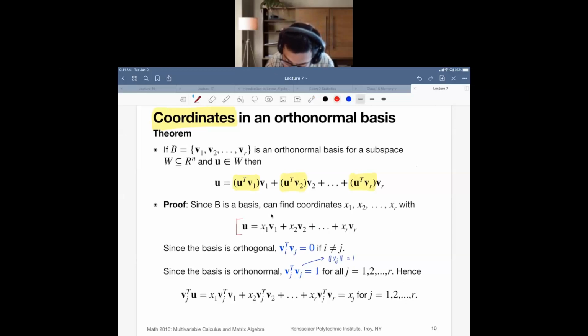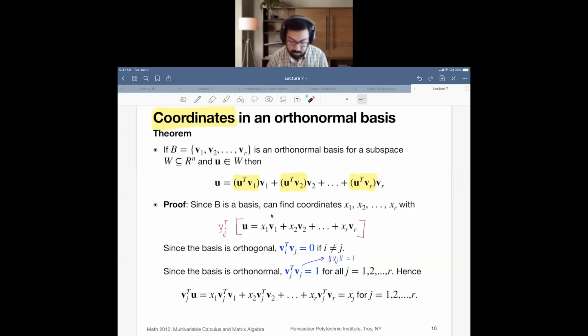by Vj transpose, right? Some vector that belongs to this set, the transpose of that, I'm multiplying throughout. So what do I get on the left side? I get Vj transpose U. But what do I get on the right side? I get Vj transpose this guy plus Vj transpose this guy plus, and so on, up to Vj transpose this guy. And because x1 is a scalar, I can pull it up front and write it as x1 times Vj transpose V1 plus and so on. Now, what are these going to be?